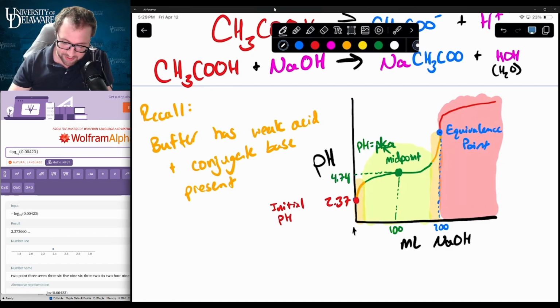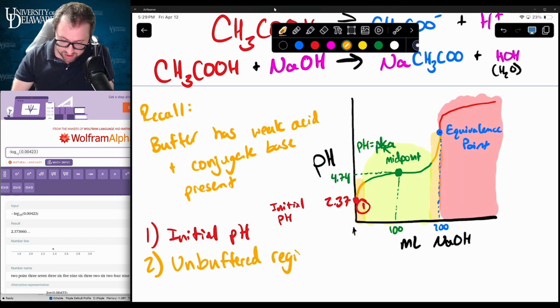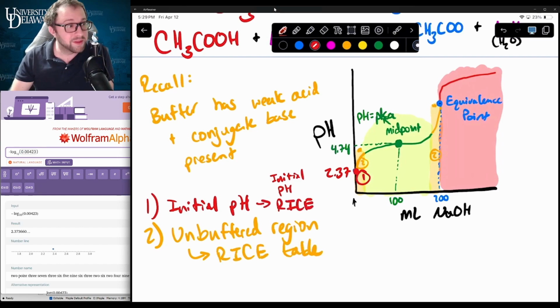So we already did our initial pH, right? And we'll circle these. So 1, that's the initial pH. We'll do the unbuffered region, which would be here and here, right? So 2. You have to use a rice table, right? So we'll do that. That's the same for here. We did a rice table. Your initial, obviously you have no products, but here you will have products, right? So you'll either have some if you're at the beginning or you'll have a lot at the end, but some amount of products are present.